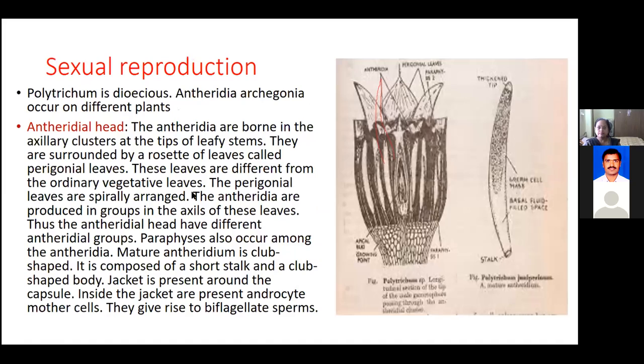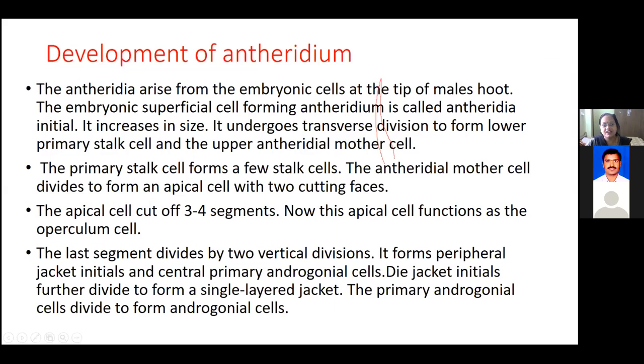ఓకే సార్. సో నెక్స్ట్ విల్ గో విత్ ది సెక్షువల్ రిప్రొడక్షన్. సార్, ఇక్కడ నేను స్టార్ట్ చేయాలా? ఇది కంటిన్యూ చేస్తే మళ్ళీ కంటిన్యూషన్ ఉంటుంది. Yes madam, yes madam, I will continue. ఓకే సార్.